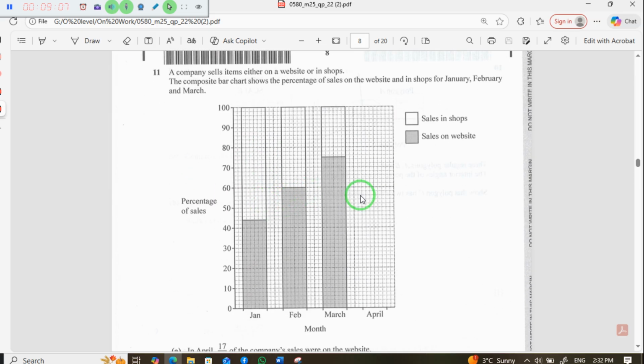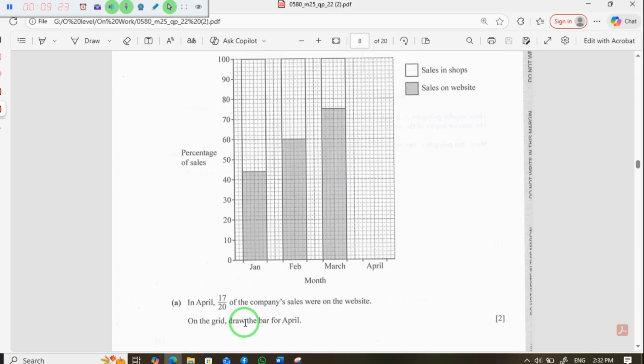This is the bar chart. The downside shows the sales for a website, and the upper side shows the sales in shops. This side shows the percentage of sales. Here is the month. This question has many parts. In part A, in April, 17 over 20 of the company's sales were on the website.